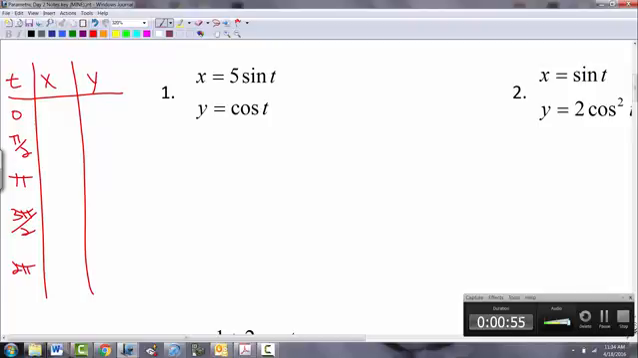What's the x component when you plug in 0 for t? What's sine of 0? 0. What's 0 times 5? 0. Off to a roaring start here. What's cosine of 0? 1. What's 1 times 1? It's 1.